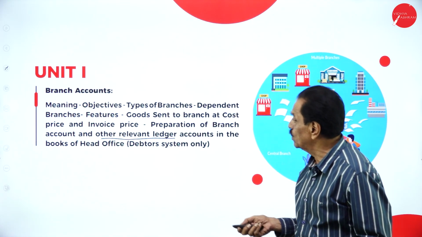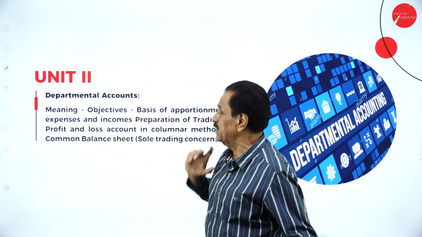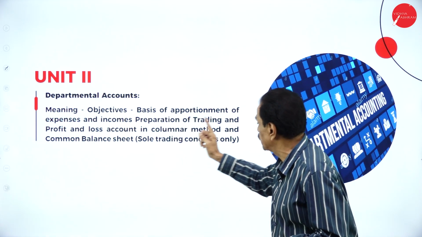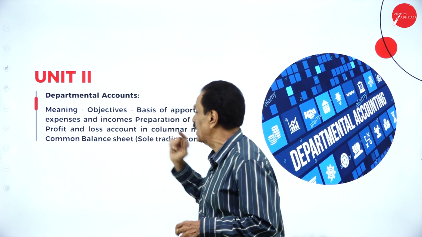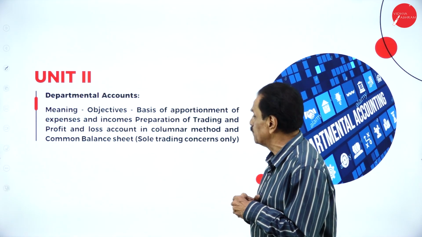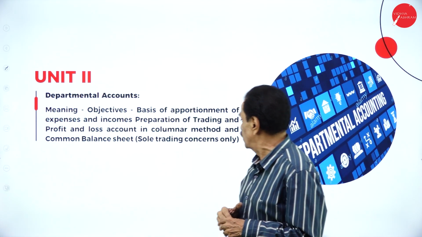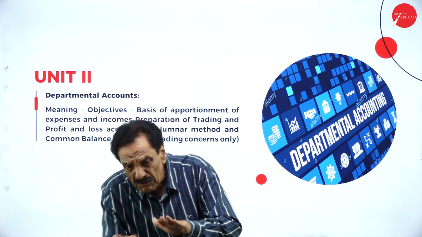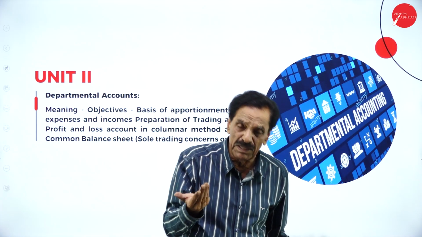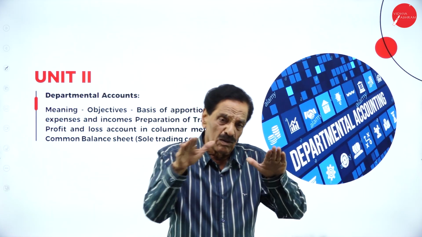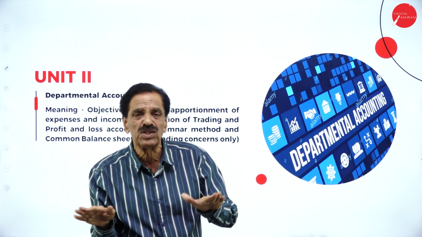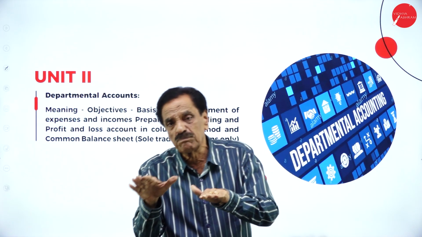So we'll move on to unit 2. This is departmental account. Here: meaning, objectives, basis of apportionment of expenses and income, preparation of trading and profit and loss account in columnar method and common balance sheet. Here a number of departments are there: Department A, Department B, Department C. One department may be good, another department may be bad. So make the comparison: which department is good, which department is bad.